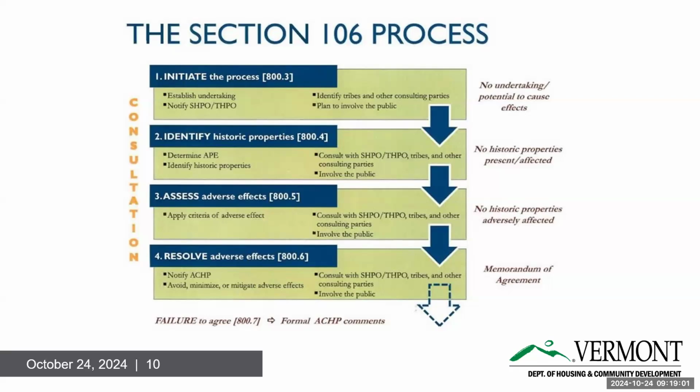And identifying other tribes and other consulting parties. Other consulting parties are communities, historical societies, certified local governments. We have 20 of those in Vermont right now. The number seems to be increasing, which is wonderful. Every time we get a new one, we notify the cultural resource team at VTrans. And then, of course, the public.